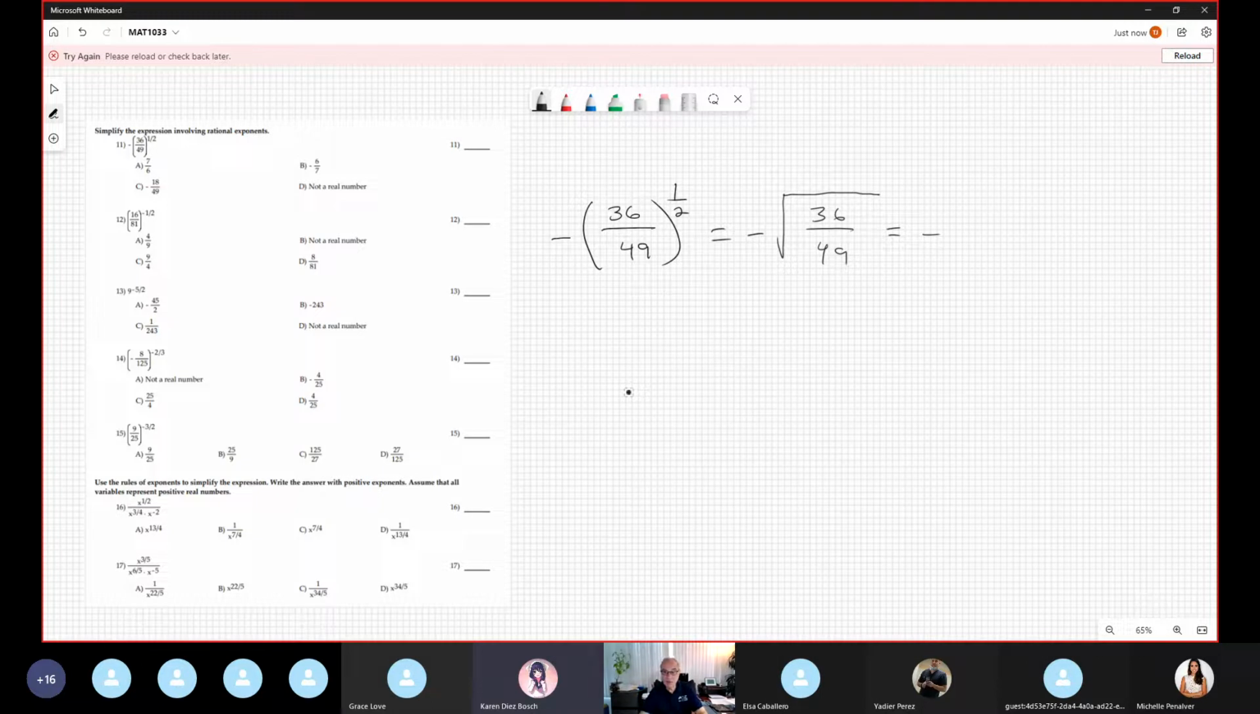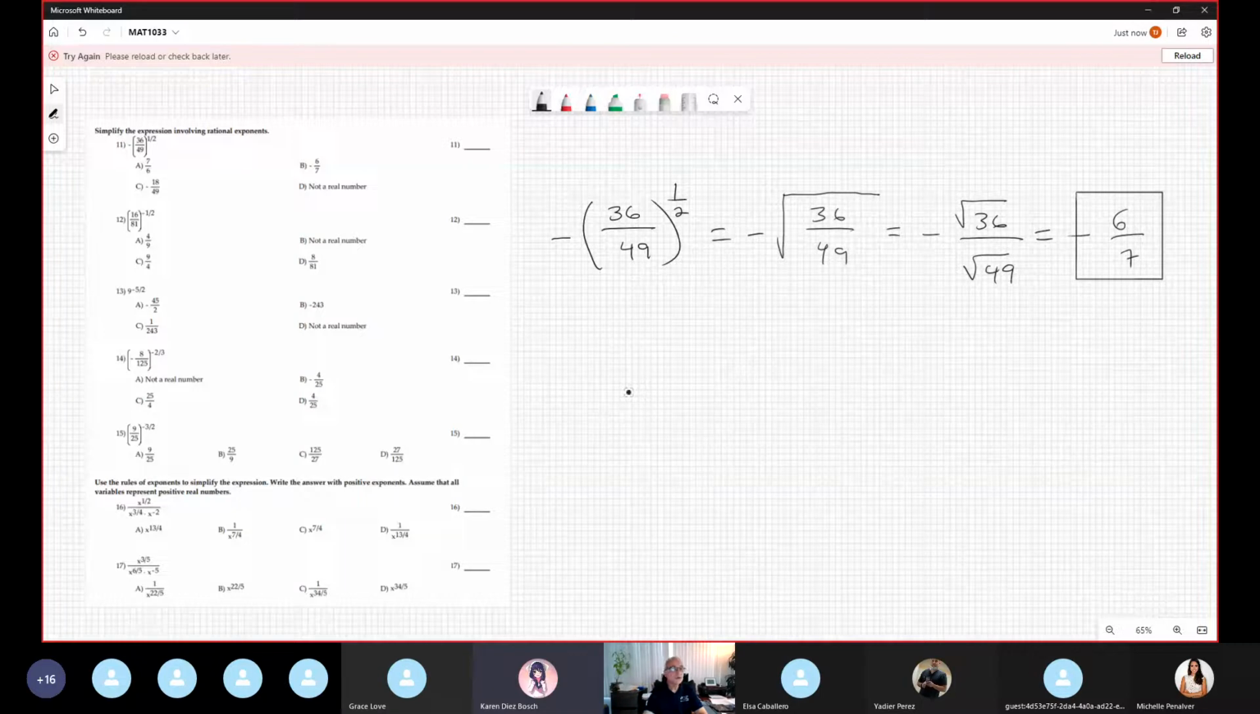When you have a fraction inside the root, you can separate the numerator and denominator. This is a super important property. It helps me simplify the fractions inside the radical, and you can solve separately. The square root of 36 is 6 and the square root of 49 is 7. Boom. This is my answer. My answer is minus 6 over 7, like the B option.